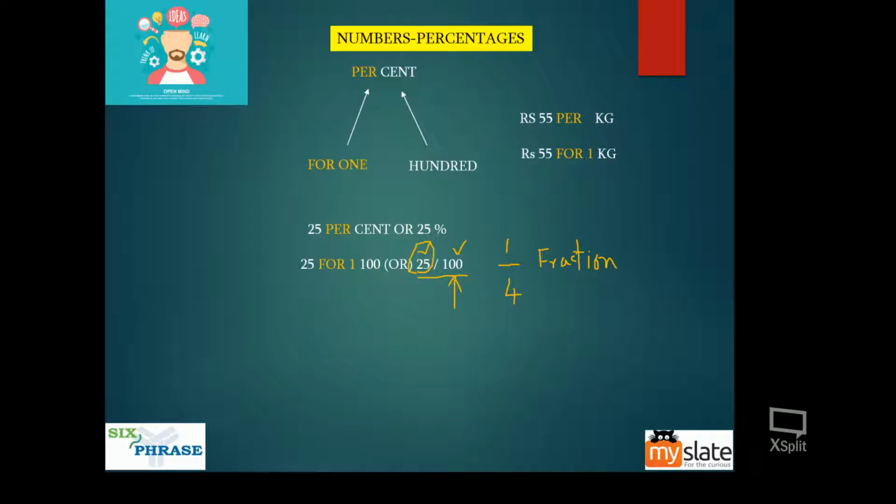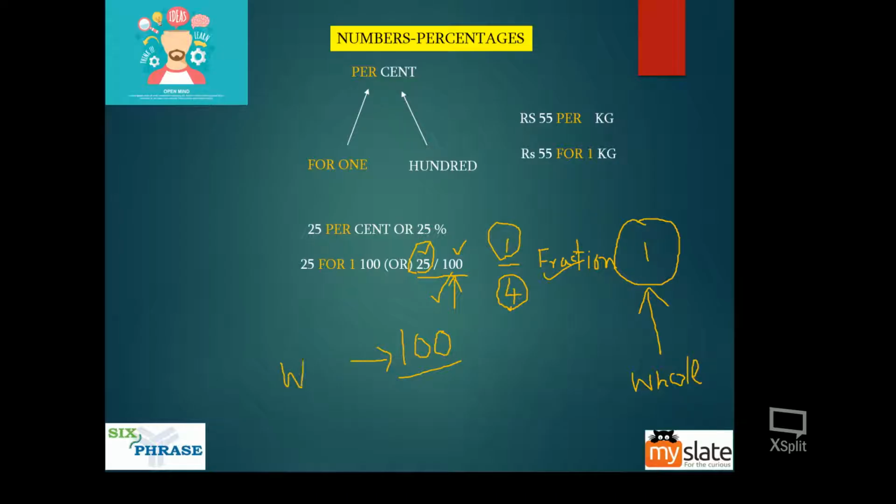Similarly in a fraction, what does it say? Out of 4 parts, we are concerned with only 1 part. So fractions and percentages say the same things, but in a fraction the whole is equal to 1. In percentages, the whole is equal to 100. This is the only difference. They both mean the same thing. Both fractions and percentages try to represent parts of a whole.